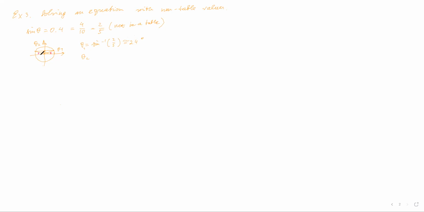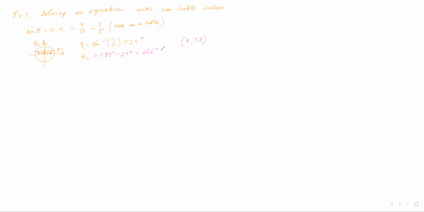So to calculate theta 2, we just need to subtract theta 1 from 180 degrees, right? So we take 180 degrees and subtract 24 degrees. We are going to get 156 degrees. That's going to be our theta 2. If somebody is asking you to find all solutions of this equation on the interval from 0 to 2 pi, that's going to be the answer.